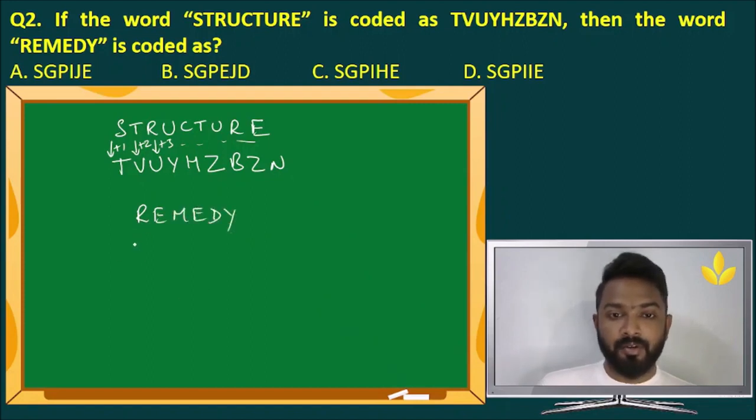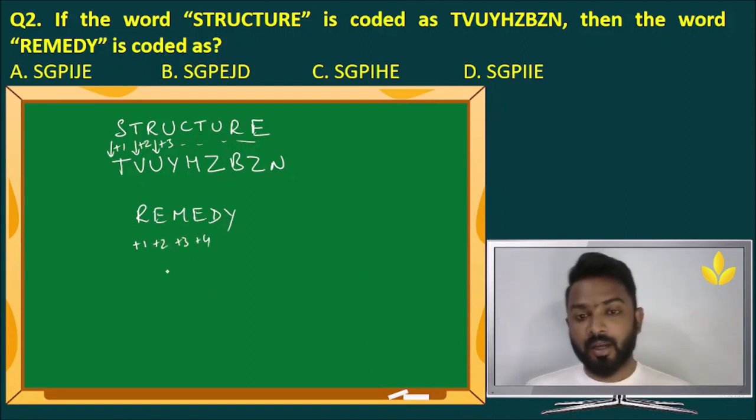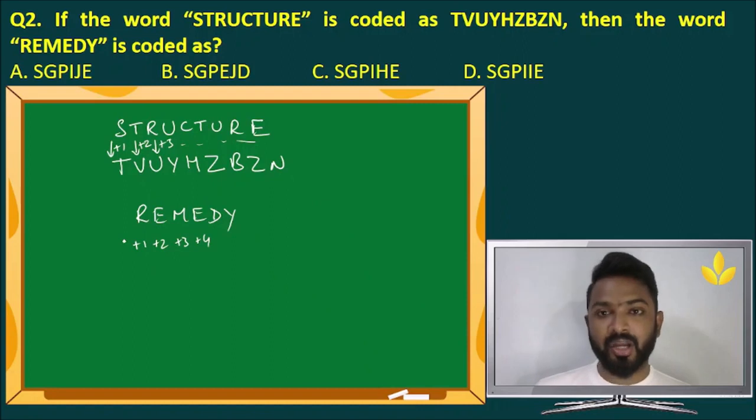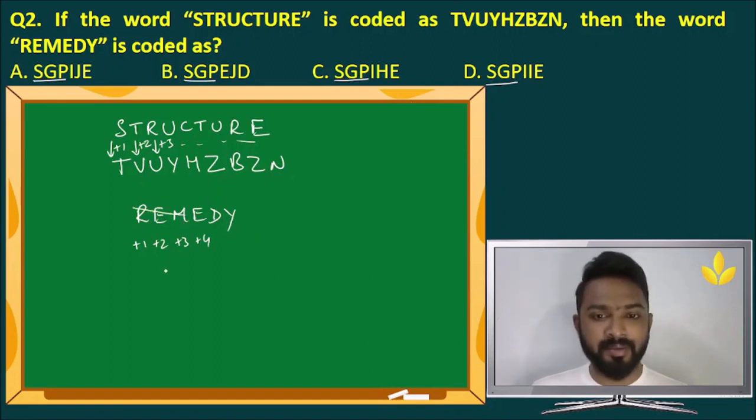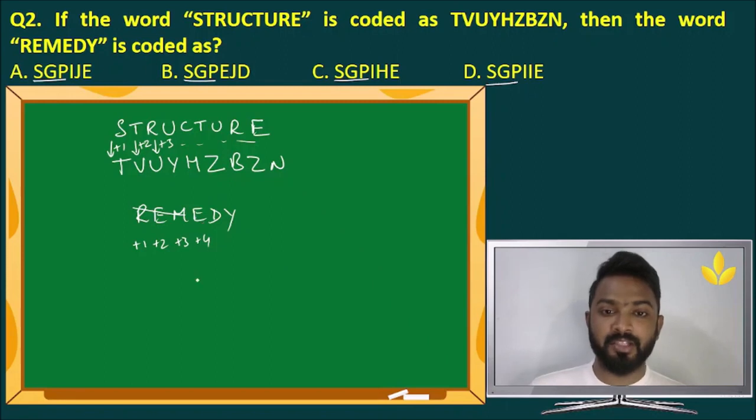So we use plus 1, plus 2, plus 3, plus 4 and so on. Now how to use elimination in this case? Look at the options. All the options start with SGP, SGP, SGP, SGP. So we don't have to care about the first three letters. All of them are same. After that we have E plus 4.